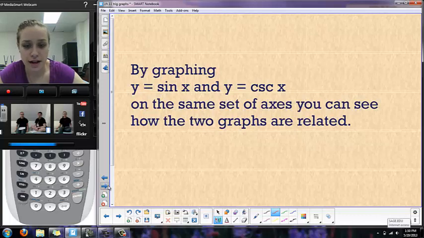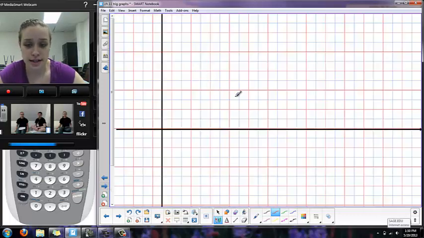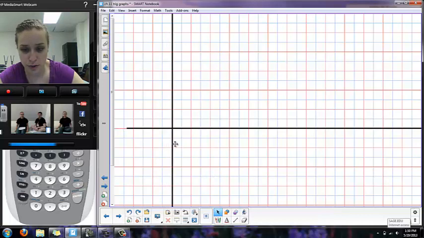So by graphing sine and cosecant on the same set of axes, you can see how the two graphs are related. And that's actually completely true. Let me show you what I mean. We're going to graph out what the normal sine curve looks like, and then I'm going to do cosecant on top of that. I don't know why these lines are never aligned properly, but that's fine.